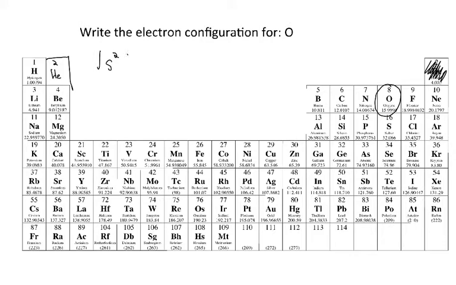So I now have 2s2. Now I get to the part of the periodic table where oxygen resides, and so I'm in the 2p's, and there are 1, 2, 3, 4 occupied 2p's in oxygen. So the electron configuration ends with 2p4. Let's look at another example.